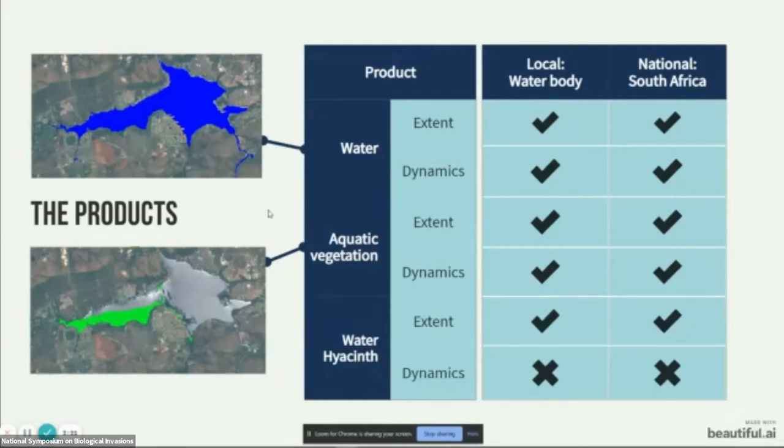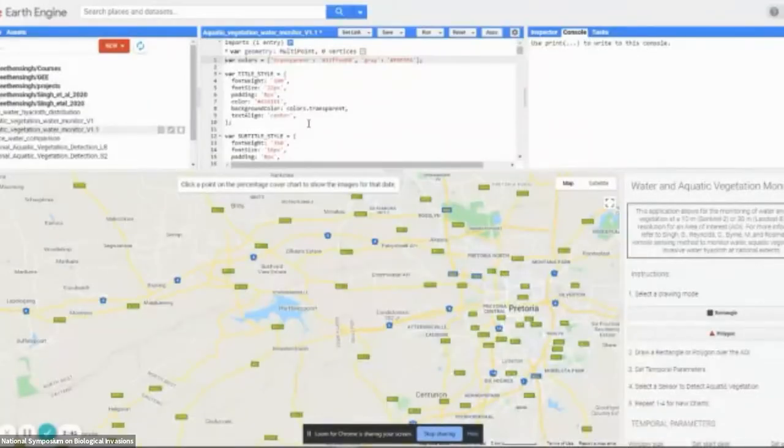The next thing that I would do is take you through a demo. So as I said, if you visit the link that was on the previous slide, it would take you to this page. And on this page, you will gain access to this repository with six scripts. Each of these scripts accomplish a different output mentioned in the previous table. So I will be taking you through this example of aquatic vegetation monitoring.